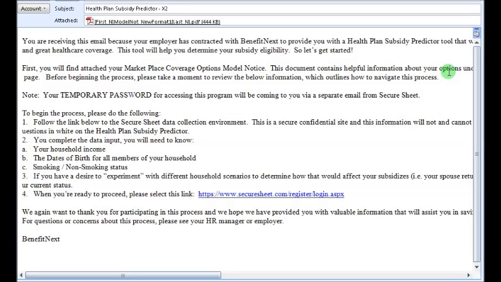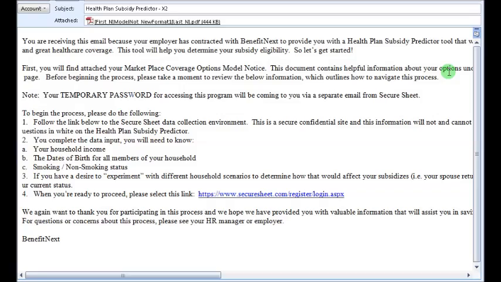This email fulfills three critical duties. It provides the employees with a federally required Marketplace Coverage Options Model Notice. It provides them helpful information about their employer plan, and it tells them how to access and use a Household Subsidy Predictor, or as we call it, X2. This is critical in determining what financial subsidies or health care cost reductions may be available to the employees, in addition to allowing them to run various financial scenarios for their household to determine its impact on their subsidies, such as a spouse returning to work, getting a pay raise, or taking on a second job.